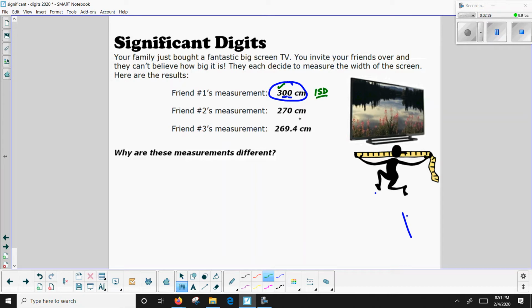Now, friend number 3 had this 269.4. Because they have a decimal place, you're probably thinking, hey, he or she must have used some kind of measuring tape, and they actually measured it fairly well. So I have a lot of confidence in this measurement, and I think this 0.4 must be a good part of the measurement. So what we have here is 4 significant digits. And that's the idea behind analyzing a measurement made by somebody else. You look at how they wrote it down and look for little clues like that.